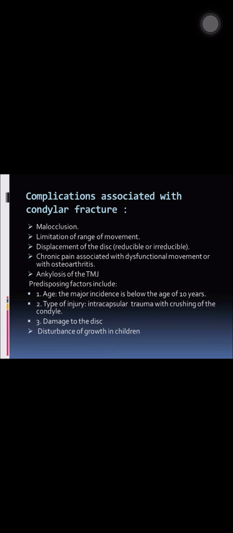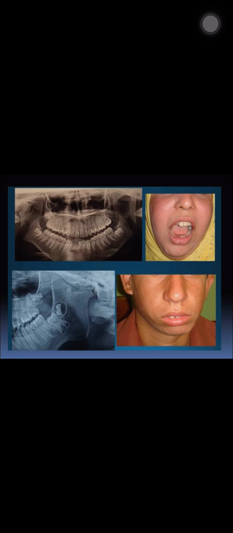a fracture dislocation. Disturbance of growth in children: when the fracture involves the condylar cartilage and the articular surface, subsequent disturbance of growth may occur. The effect of damage is failure of development of the condylar processes and a smaller mandible on the affected side. And here are some pictures related to complications associated with condylar fractures.